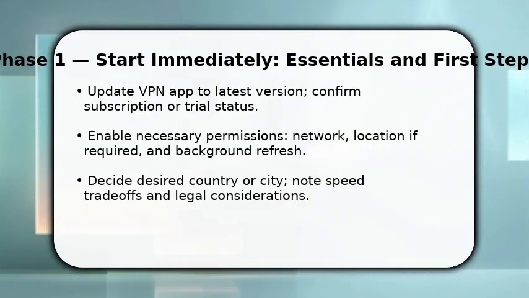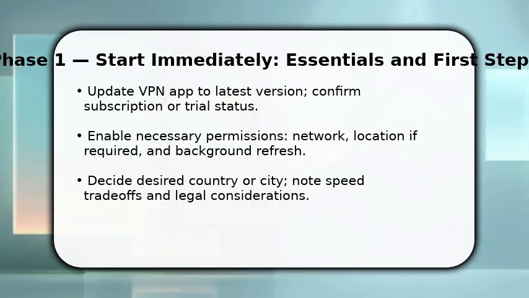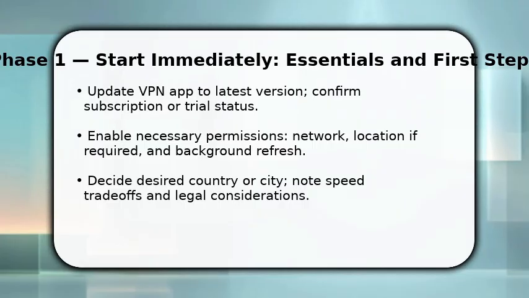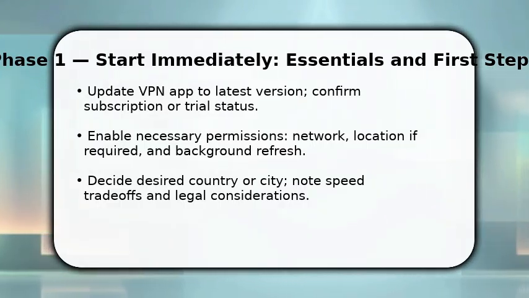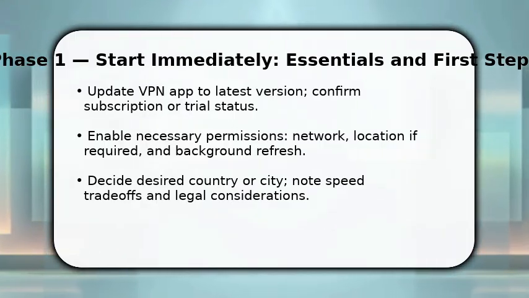Make sure you know which country or city you want, because location choice affects latency and access to services. Next, select the protocol option if offered. Pick WireGuard or OpenVPN for speed and security, and then move on to choosing a specific server.